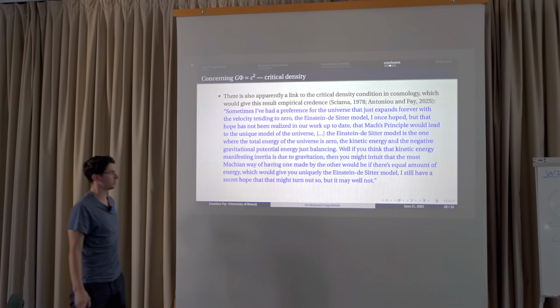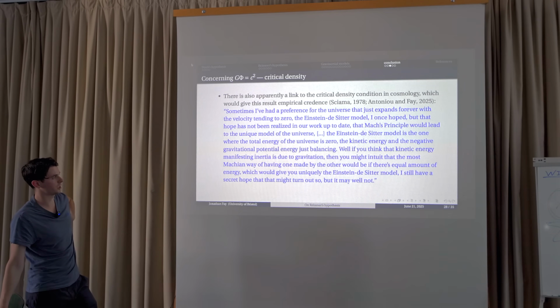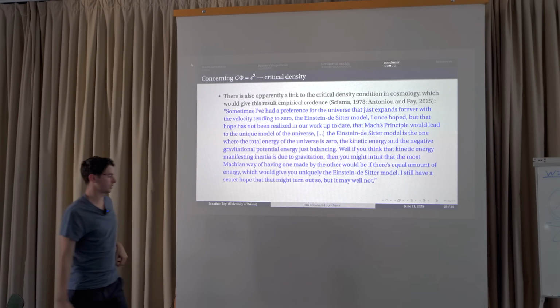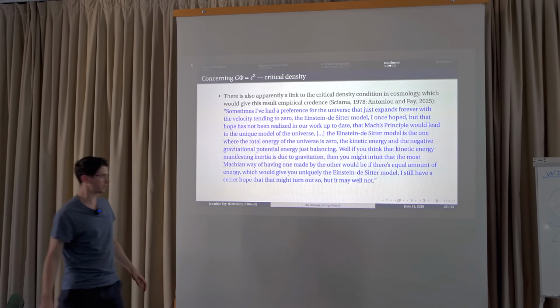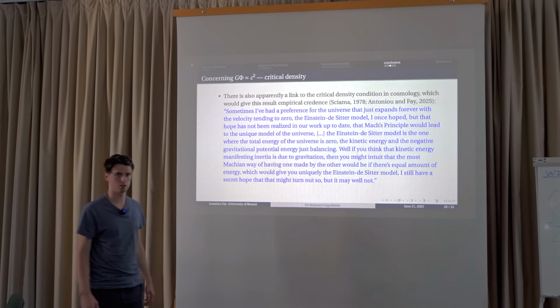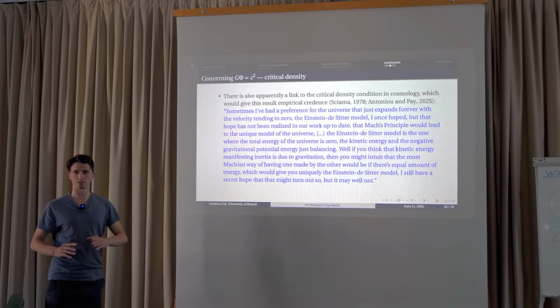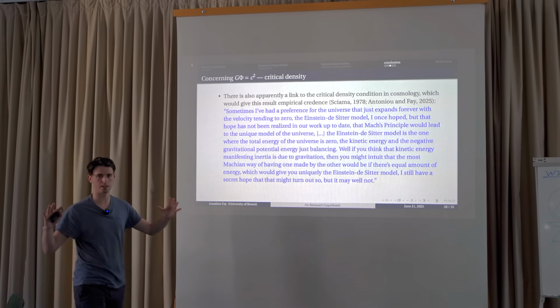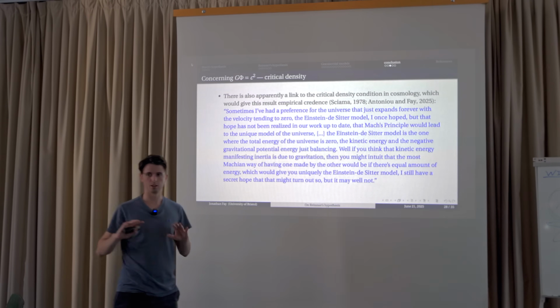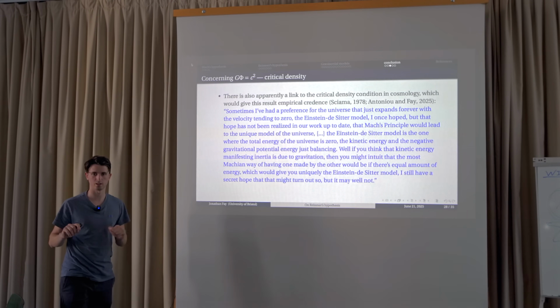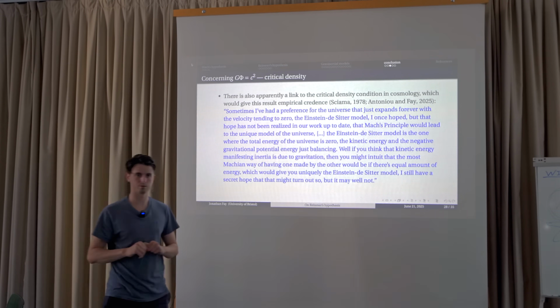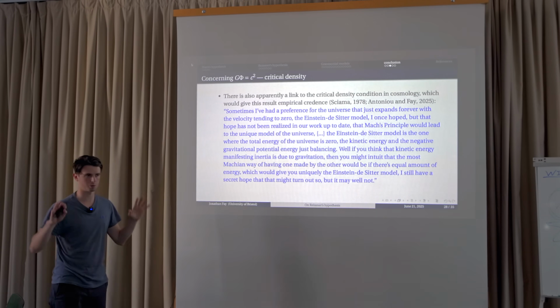If you think that kinetic energy manifesting inertia is due to gravitation, then you might intuit that the most Machian way of having one made by the other would be if there's equal amounts of energy, which would give you uniquely the Einstein-de Sitter model. I have a secret hope that this might still turn out to be so. And it's a secret hope because at this point, experimental cosmology has shot off, and there's so much data around that people are much less keen to speculate and make wild cosmological models and so on, because it's too much big data.